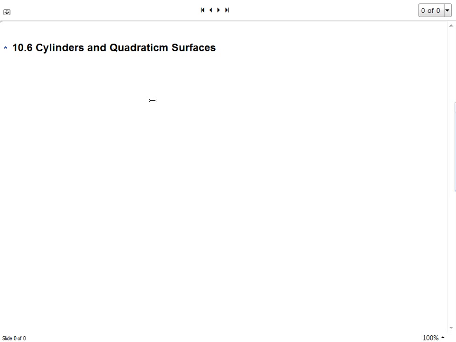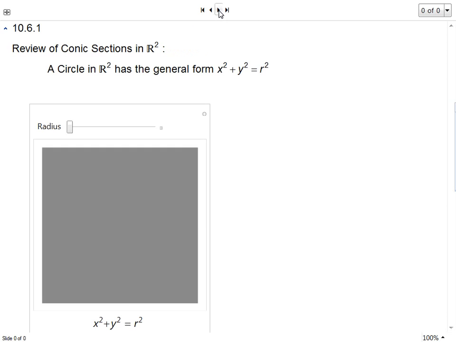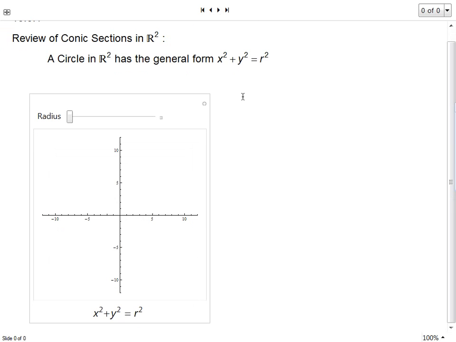All right, this section, we could spend 4 weeks on this section because it's got a lot of stuff in it. I'm very dependent on the computer to help us visualize, so we're not going to approach this necessarily the way the author approaches it. We're going to study quadratic surfaces and cylinders. All right, so I'll go through this pretty quickly.